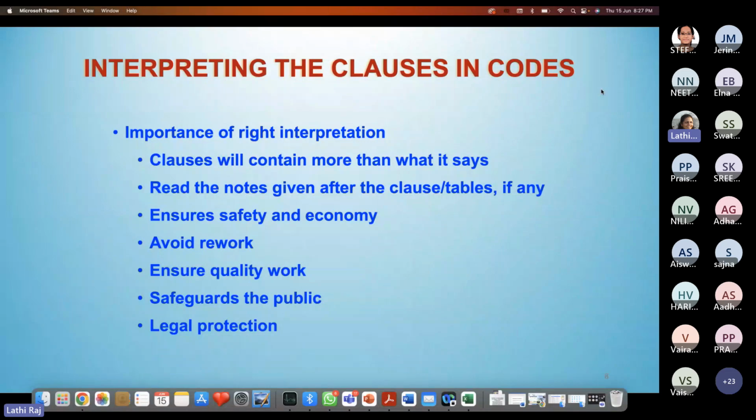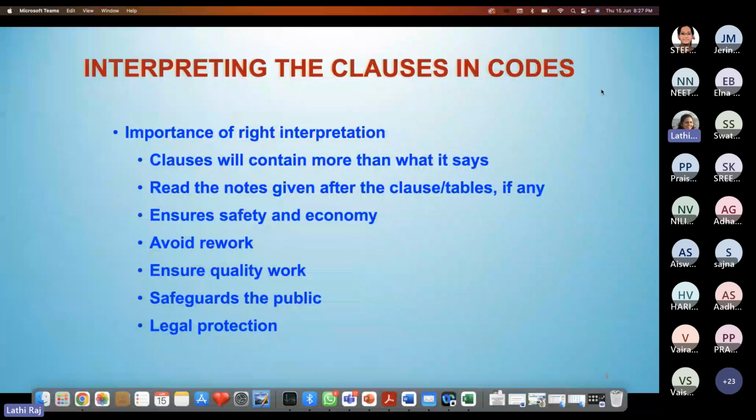And sometimes even that explanatory handbook may not be available. And even if it is available, it will be very difficult for you to interpret. Okay. So in such cases, what will you do when you are not able to interpret it? What is the suggestion? What can you do when you are not able to understand some clause given in the code? Have you gone through IS 456?